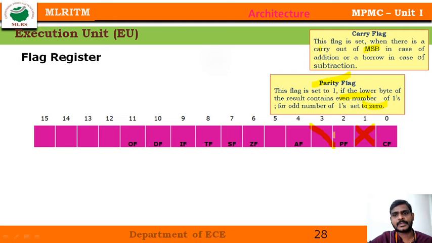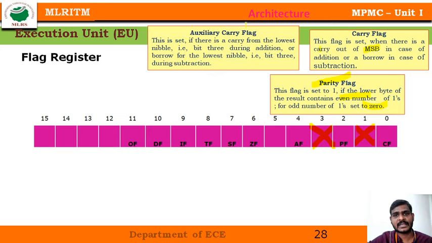The third bit is not used again, and the fourth bit is the auxiliary carry flag. This is set if there is a carry from the lowest nibble. Whenever I perform an arithmetic operation, when the first 4 bits generate a carry from bit 3 during an addition, or a borrow from the lower nibble, this auxiliary carry is set. Otherwise it is 0.